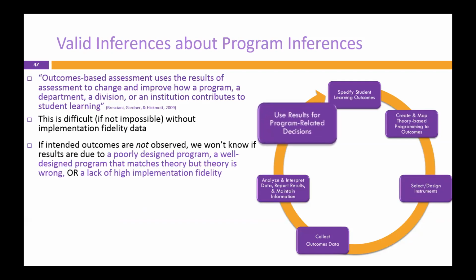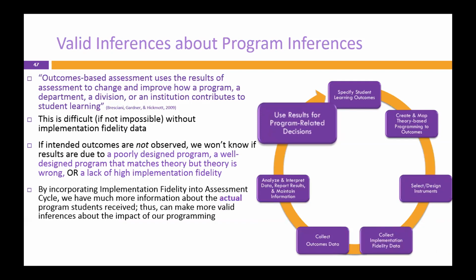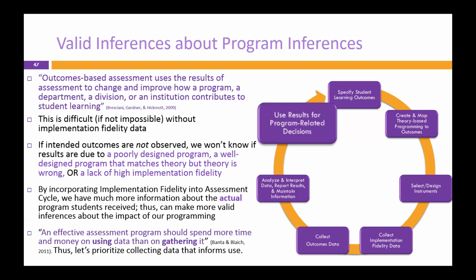If our intended outcomes are not observed, we don't know if it's due to a poorly designed program, a well-designed program that matches theory but the theory's wrong, or a lack of high implementation of the program. If we incorporate implementation fidelity into the cycle, we're going to have more information about the actual program, the actual experiences the students receive. We're going to be able to then make more valid inferences about program effectiveness.